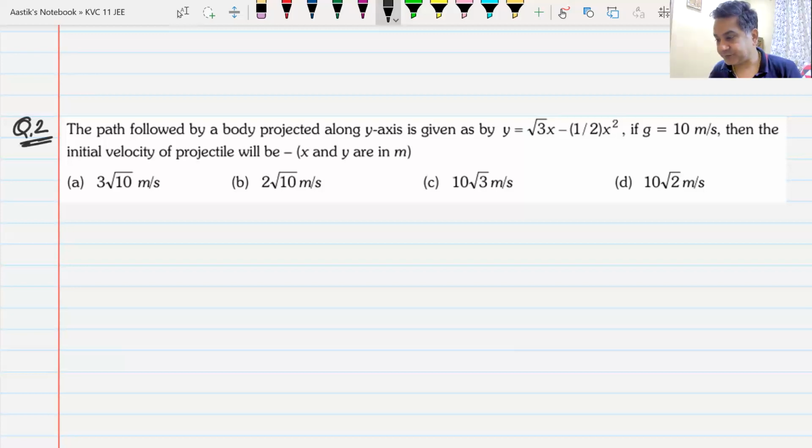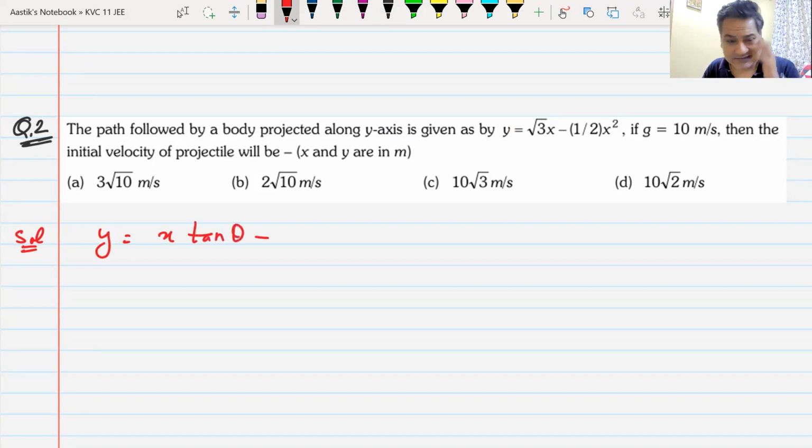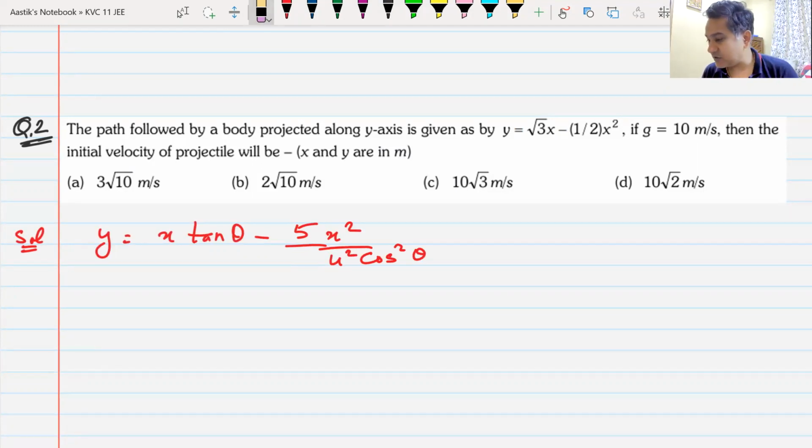We got this? Everyone? How are we supposed to do this? Again, we just start to compare the terms. The equation of trajectory is x tan theta minus, if I put the value of g as 10, 5 by 2 x square by u square cos square theta. It's not 5 by 2, it is 5, because 1 by 2 multiplied by g is 10 by 2, which is 5. So this becomes the equation of trajectory. Yes or no? I put the value of g as 10.